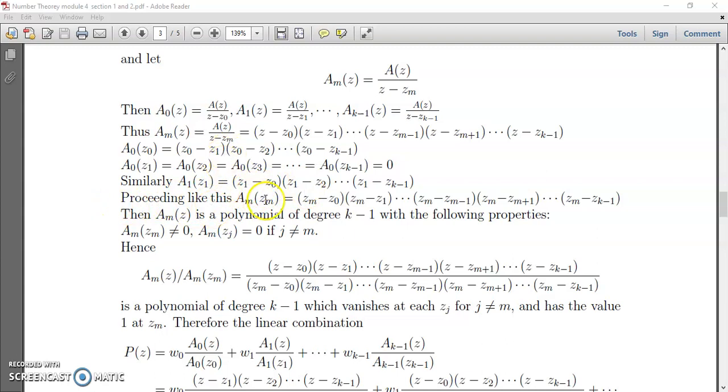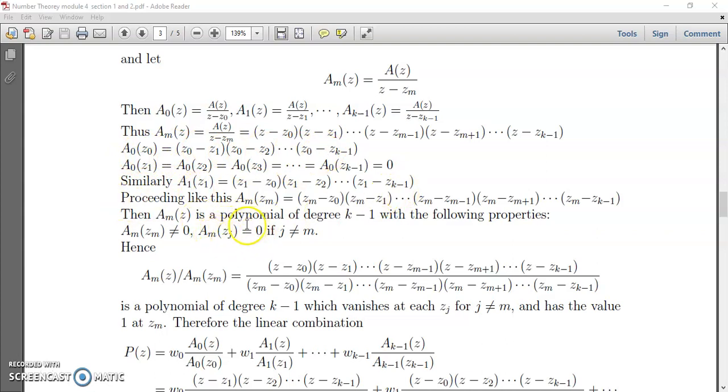Proceeding like this, we can see that am of zm is zm minus z0, zm minus z1, etc., zm minus zm minus 1, zm minus zm plus 1, etc., zm minus zk minus 1. Thus, we can see that this am of z is a polynomial of degree k minus 1 with the following properties. That am of zm is not equal to 0, that we have seen here.